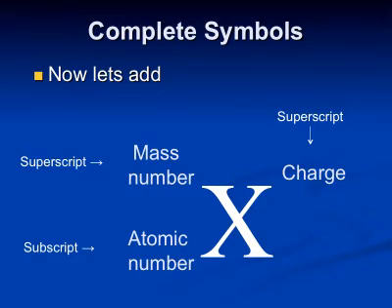So far we have learned how to write a complete symbol, right? We write the symbol of the element. We write the mass number as a superscript on the left. We write the atomic number as a subscript on the left. But now when we're writing complete symbols, you also need to add the charge as a superscript on the right.